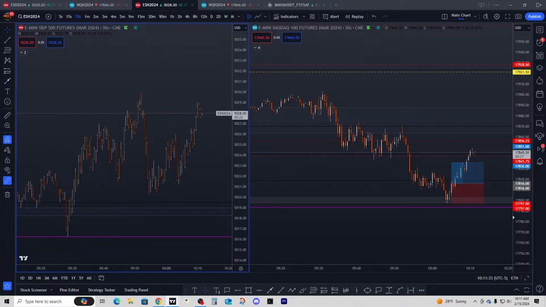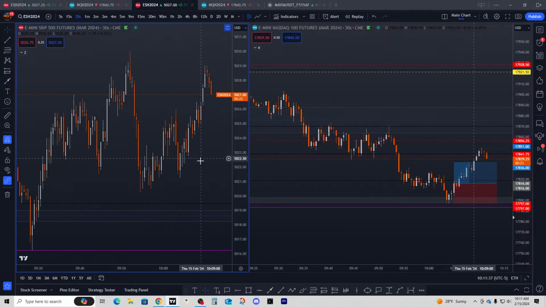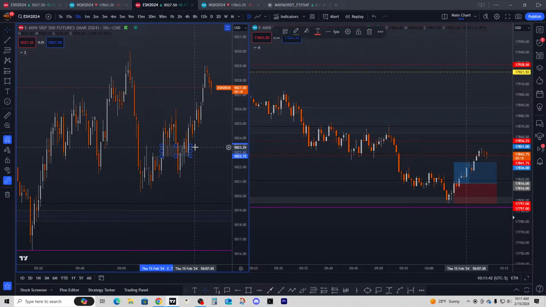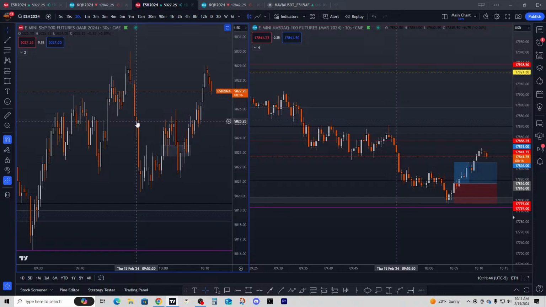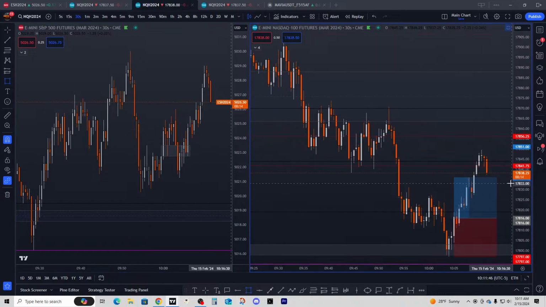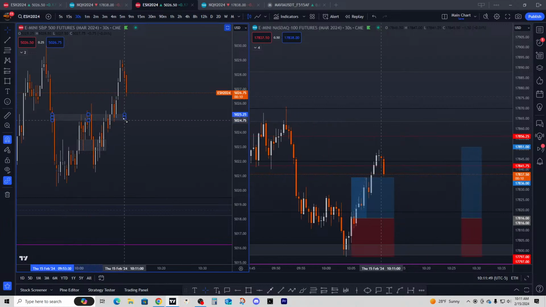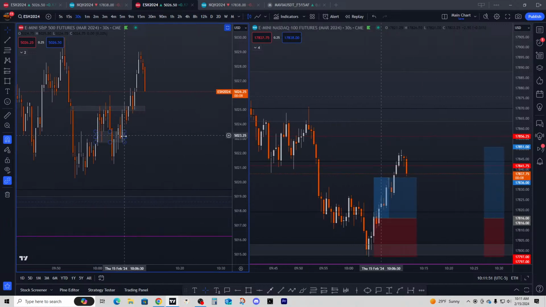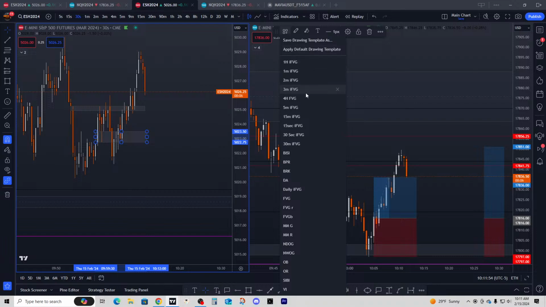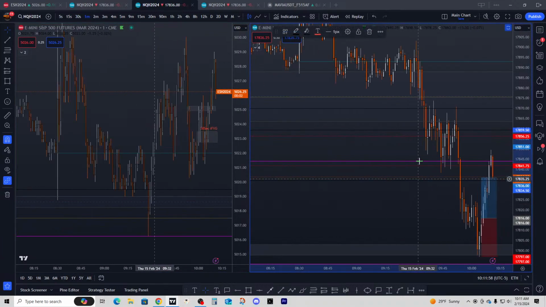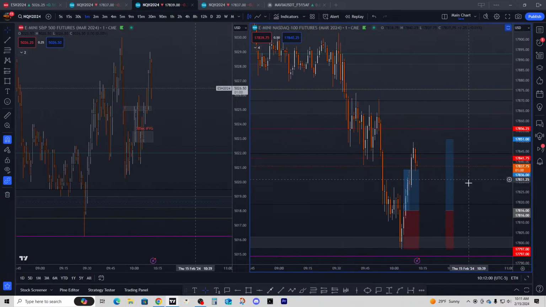So I'm gonna screenshot this, put it in my notes. Bearish here based on this 30-second, and this volume imbalance here. So this would be a 30-second inverse. So what are we actually getting now? Are we gonna inverse this?